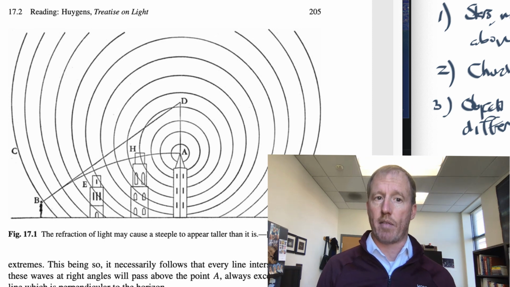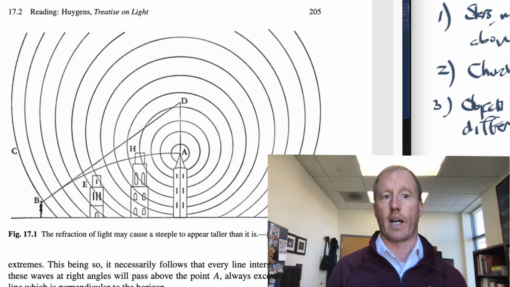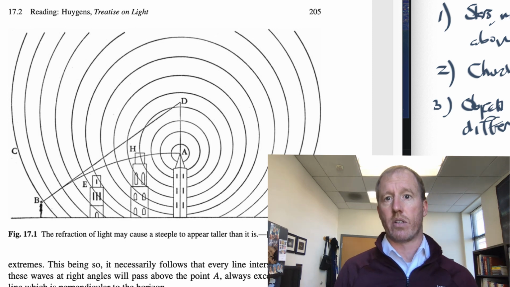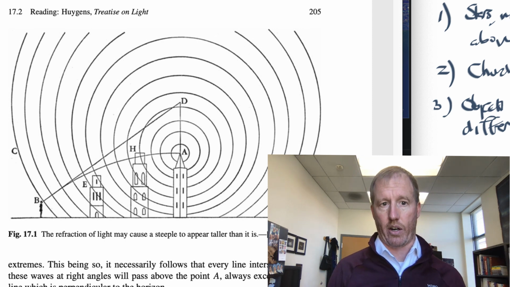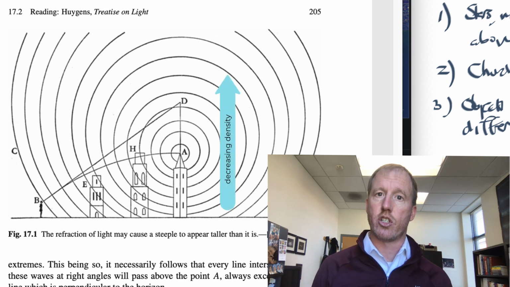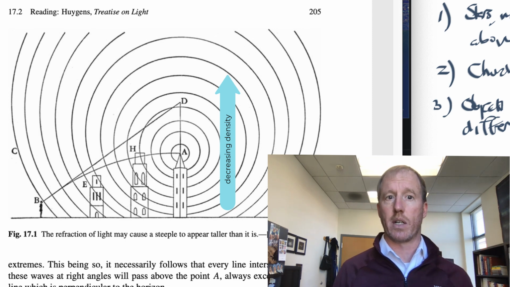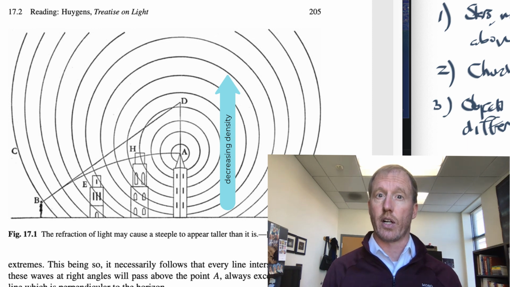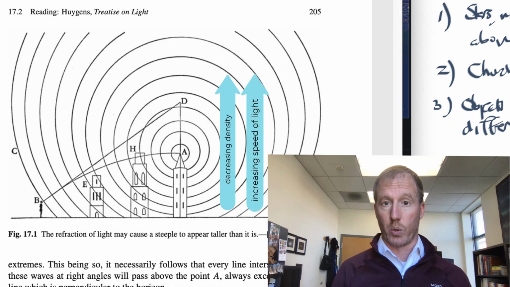Now, if light was traveling at the same speed in all directions, then you would have concentric circles centered at point A. However, as he points out here, the atmosphere has different densities at different altitudes. Close to the Earth, you have a high density air, and as you go up farther away from the Earth, the density is reduced. Accompanying this reduction in density with altitude, you also have a change in the speed of light with altitude. At higher altitudes, the light travels more quickly, and at lower altitudes, the waves travel more slowly.